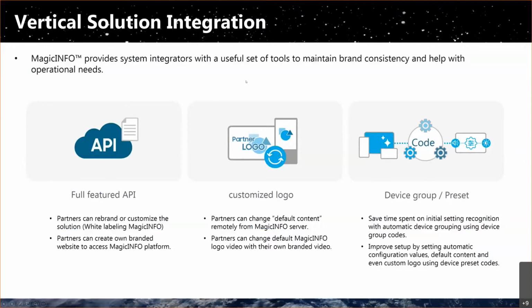Basically, even our own user interface uses those APIs to extract data from the MagicINFO core system. So those APIs are open. We provide them to our partners to build their solutions on top of that. You can augment MagicINFO as part of your solution, or you can white label MagicINFO and sell it as your own offering.